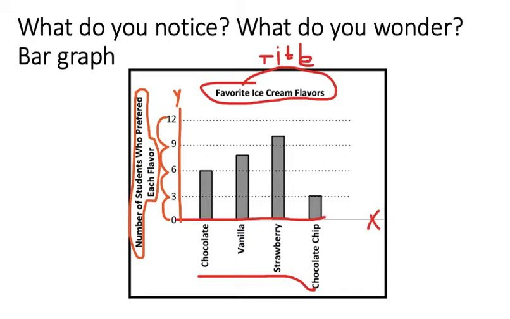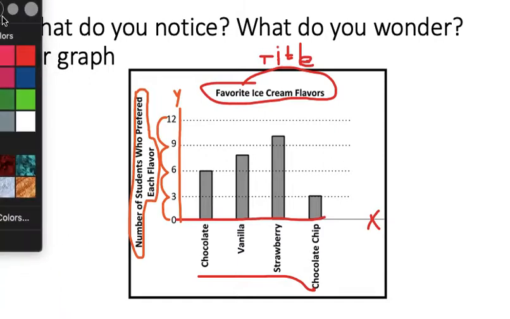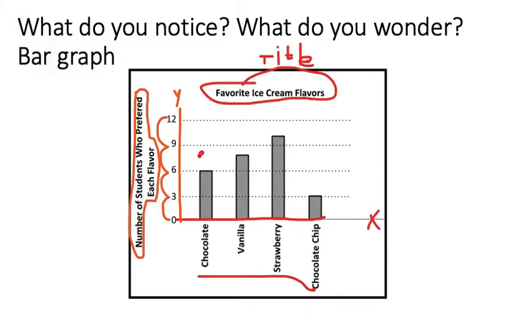Maybe first we should try to look at this and see how many students actually chose each flavor as their favorite ice cream flavor. Let's take a look. Some are going to be easier than others. Chocolate. If we look on the y-axis, there are 6 students that like chocolate. Next, vanilla.